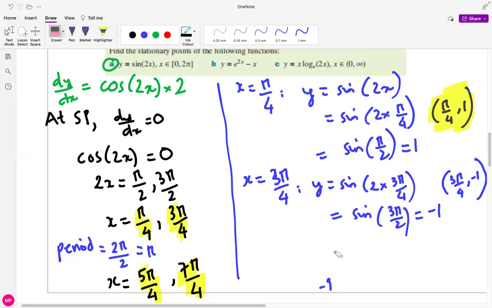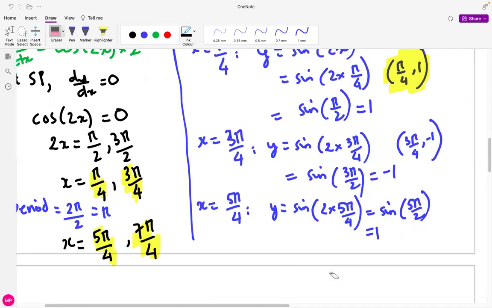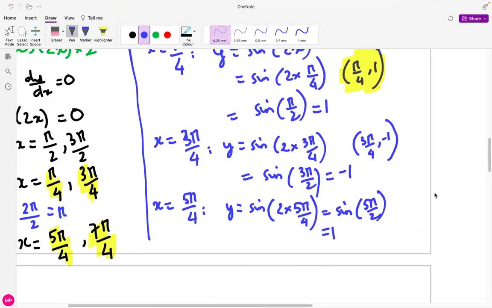Right, and then doing the same thing for 5π/4. So when x equals 5π/4, y will be sin of 2 times 5π/4, which is 5π/2, and sin of 5π/2. So 5π/2 is 2.5π. So you go 2π and then a half. So let's go back here. So that will be 1. There you go. You get the next turning point is (5π/4, 1).